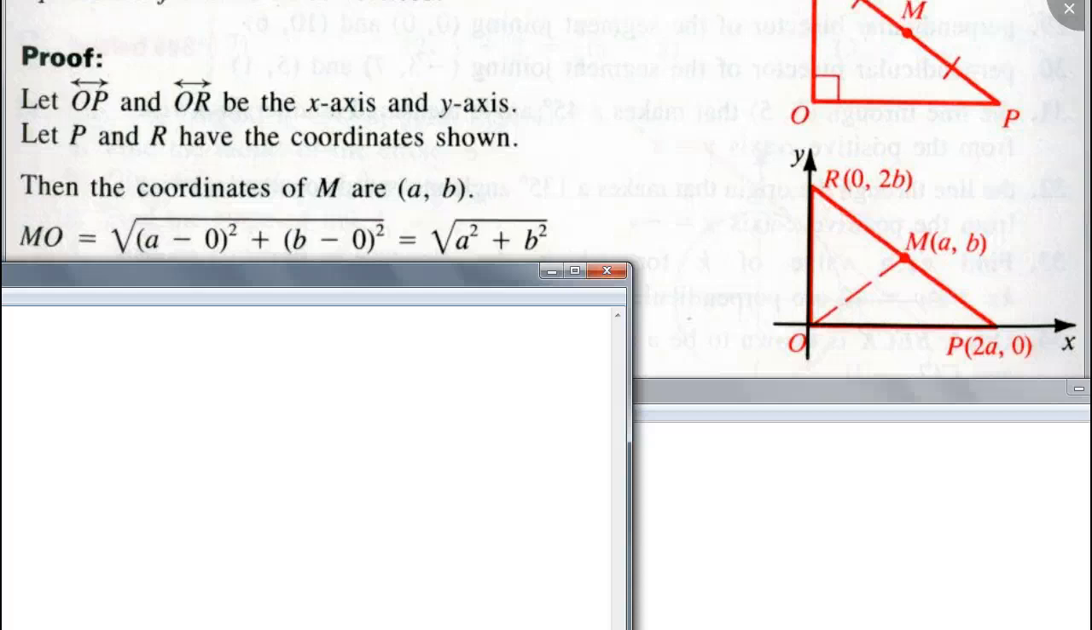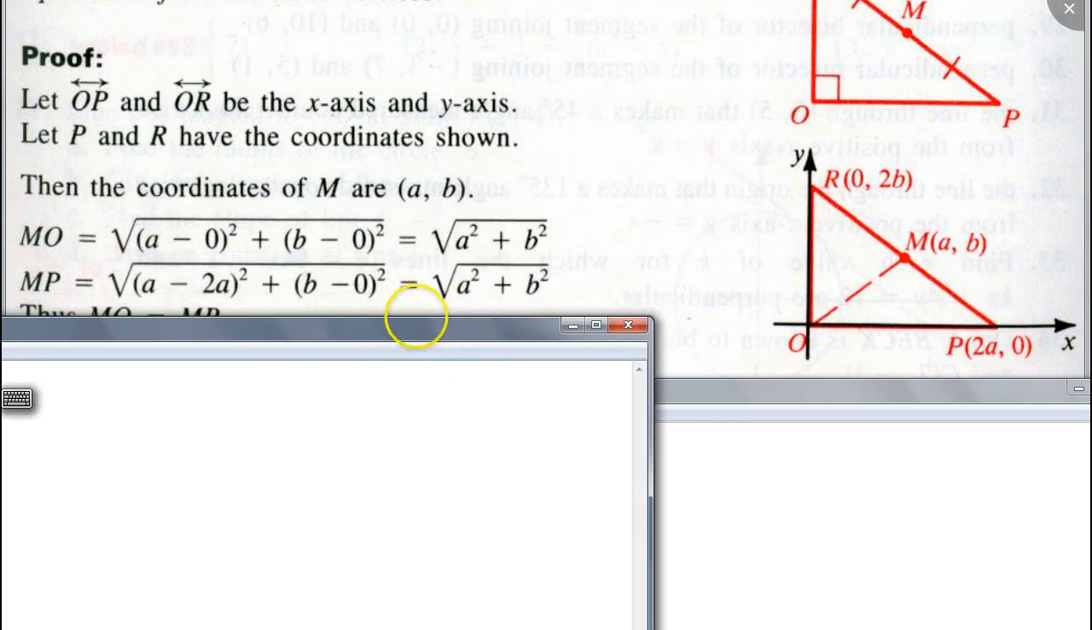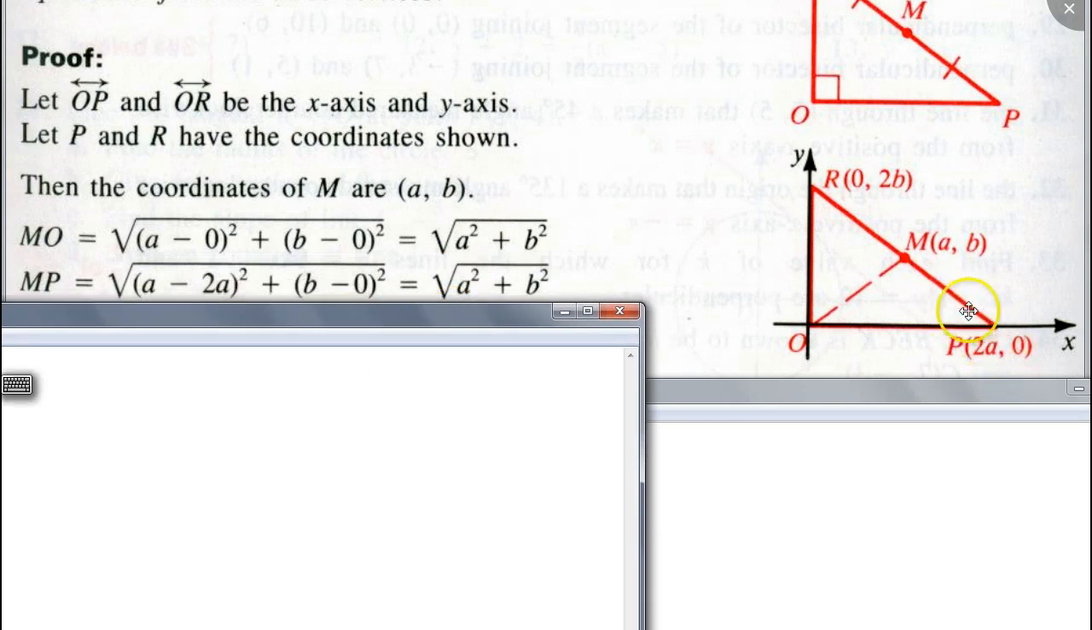How about MP? Who's got the distance of MP? Okay, Andrew. Yeah, it's the same thing. Okay, it better be, right? Because you do A minus 2A, same thing, right? A minus 2A, you get negative A squared plus B minus 0 is, right, B squared. So square root of it, get the same thing.